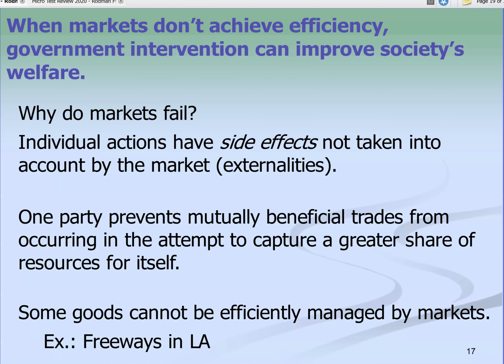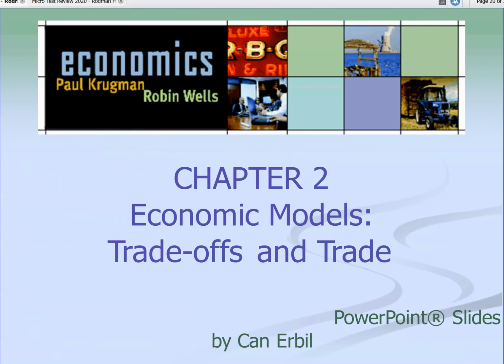Okay, so then we move on to Chapter 2 then. That's Chapter 1. So let's look at trade-offs in trade as we close out the Unit 1 for micro and Part 1 of Unit 1 for macro.